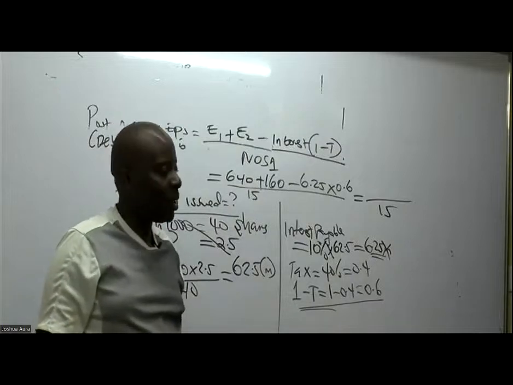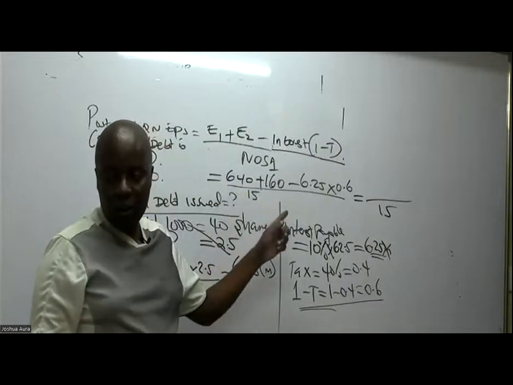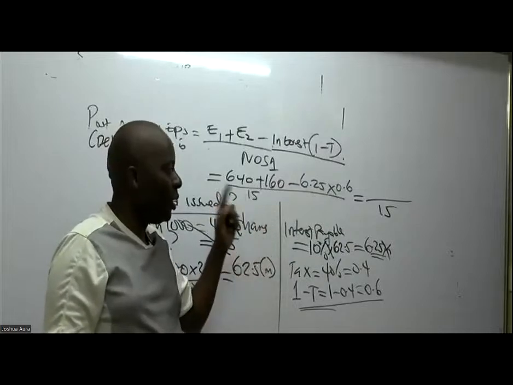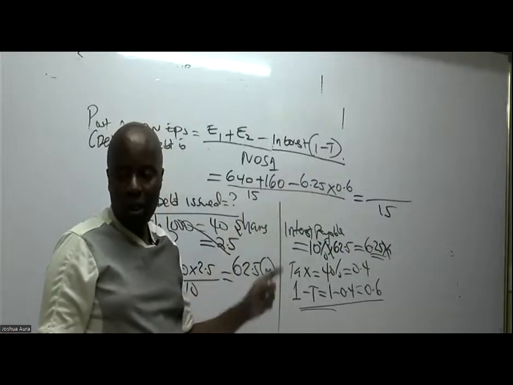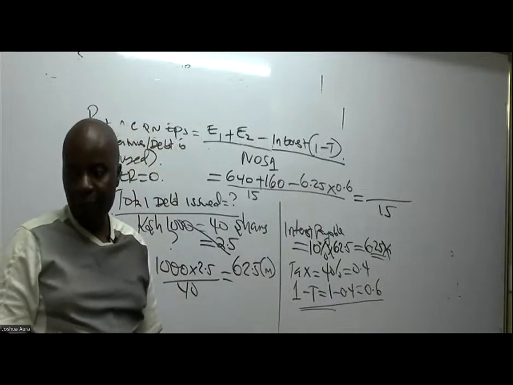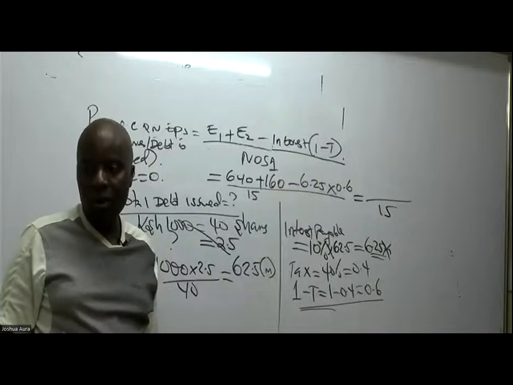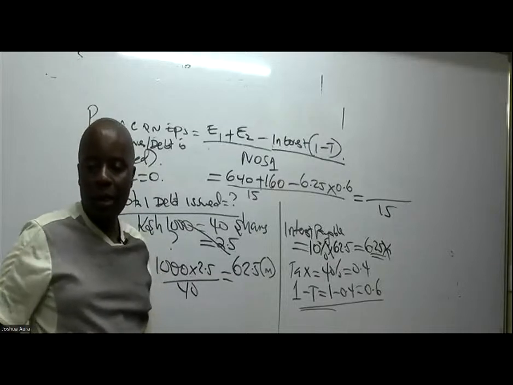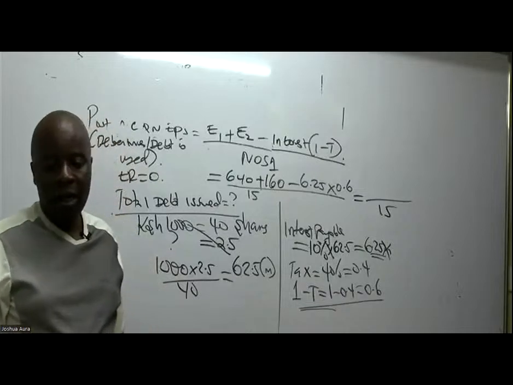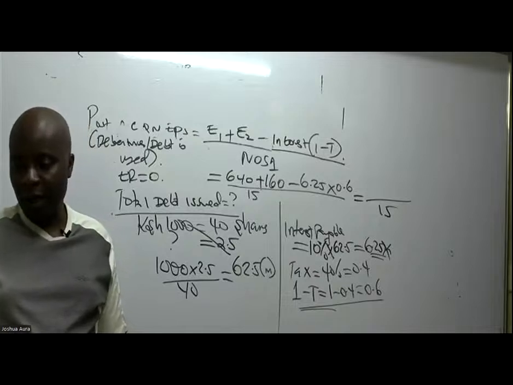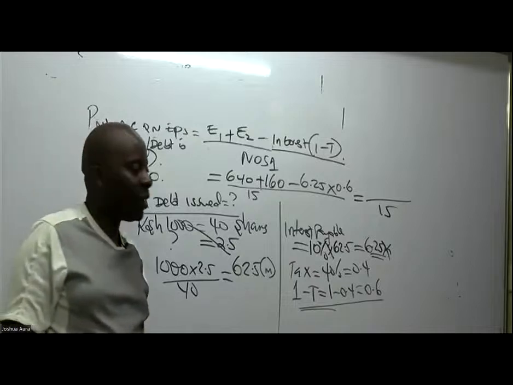So we have 640 plus 160 minus 6.25 times 0.6 equals. Please give me this figure, the numerator alone. 807, according to Mosioka, it's 807. So 807 divided by 15.